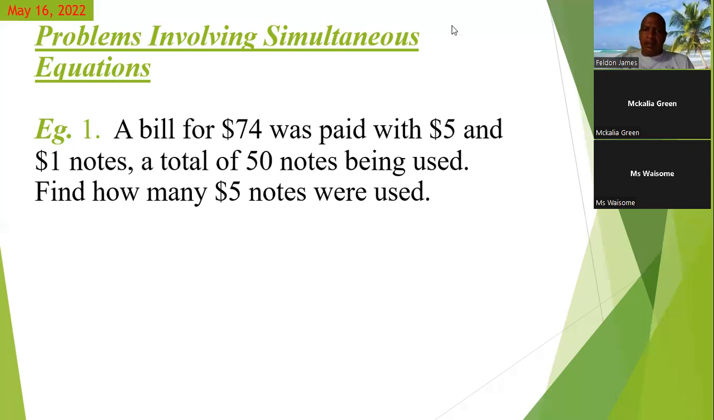All right. Like 5x plus y equals 74 would be one, sir. Well, yeah, clearly, if you think in terms of $5 notes and some amount of $1 notes, together you should get $74, yes.